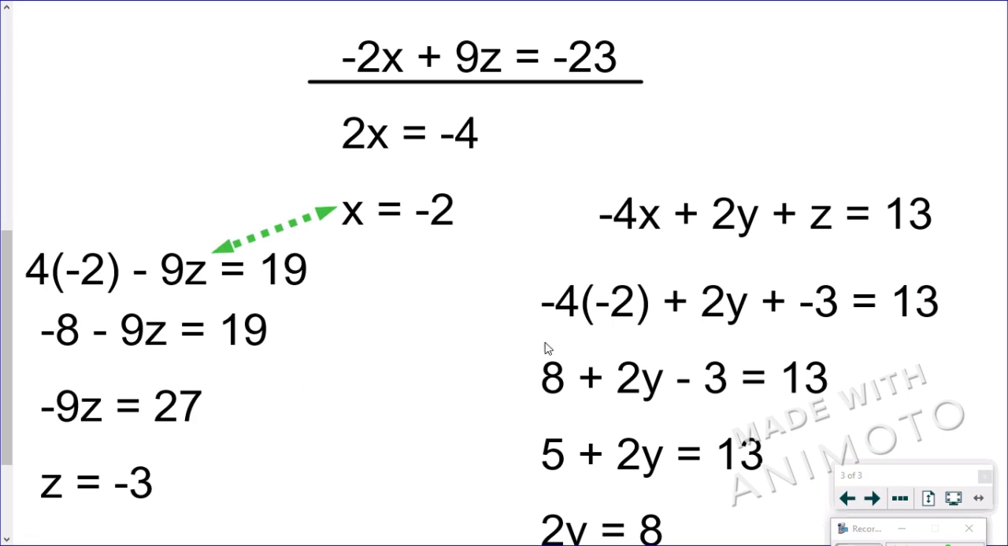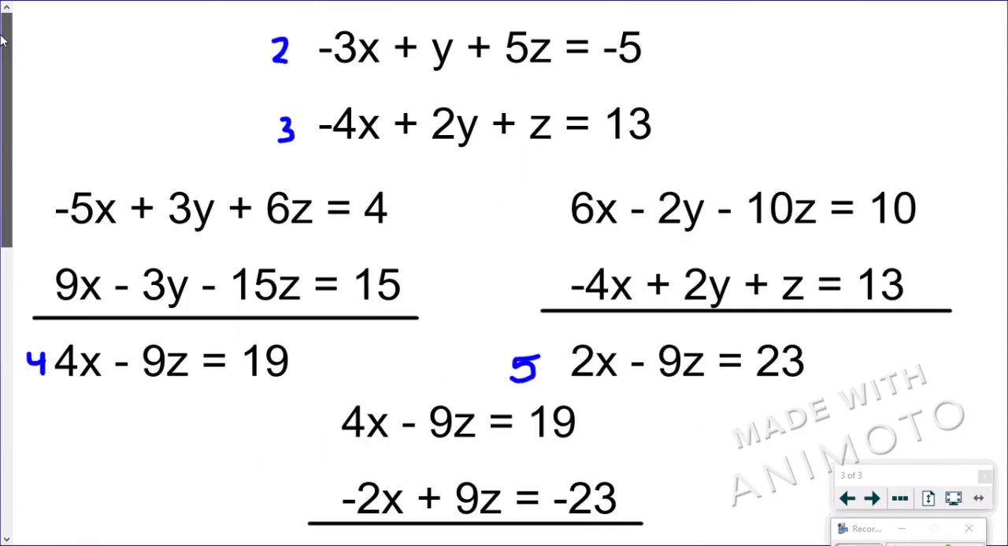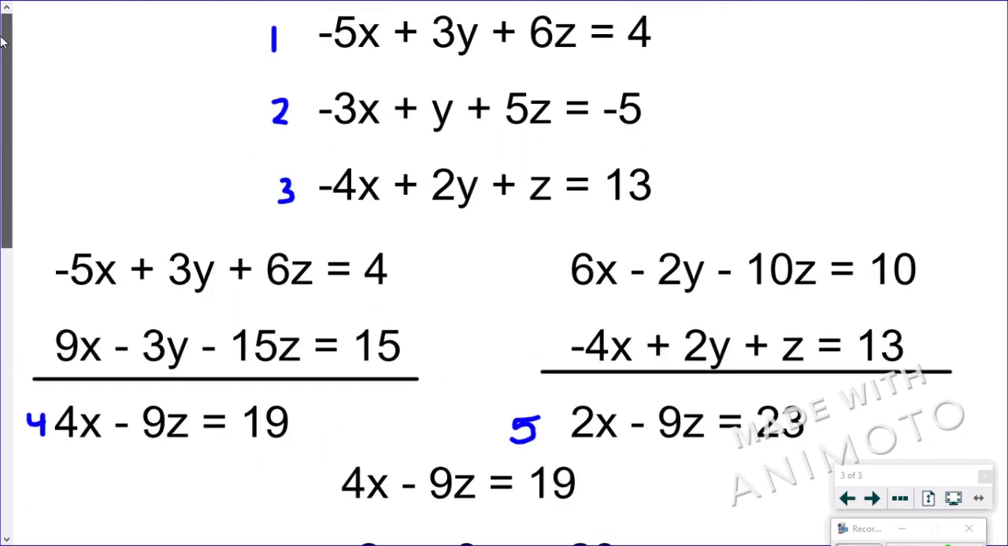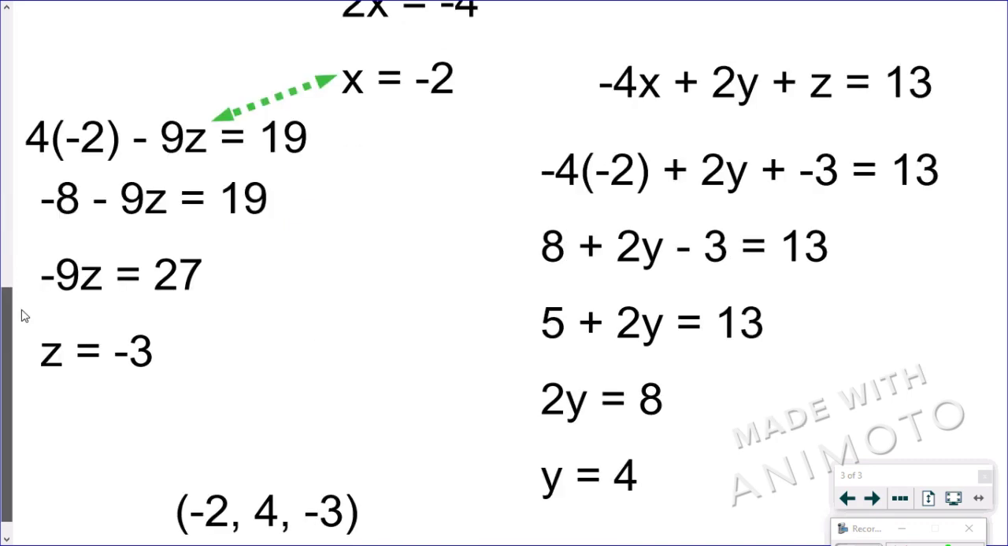So I took that and I plugged it into that equation, negative 4x plus 2y plus z, which I believe was equation 3. So I plugged it into the third equation there, simplified it down, solved the equation, and got y equals 4. And so there's our solution, or that's how I wound up with a solution of negative 2, 4, and negative 3.